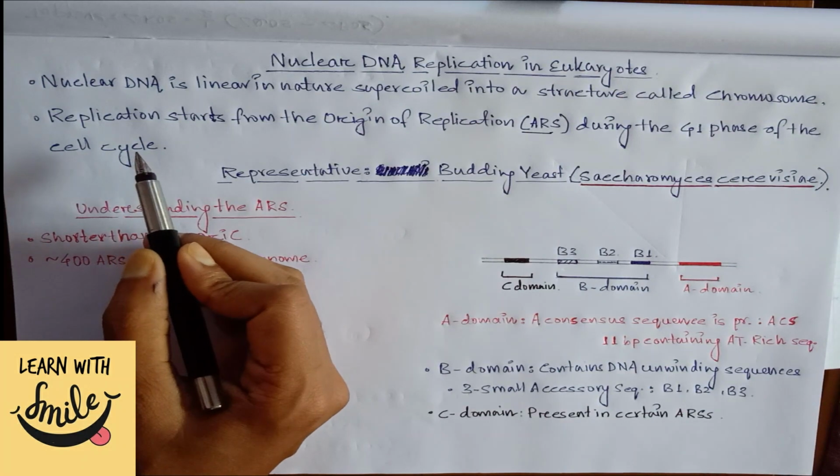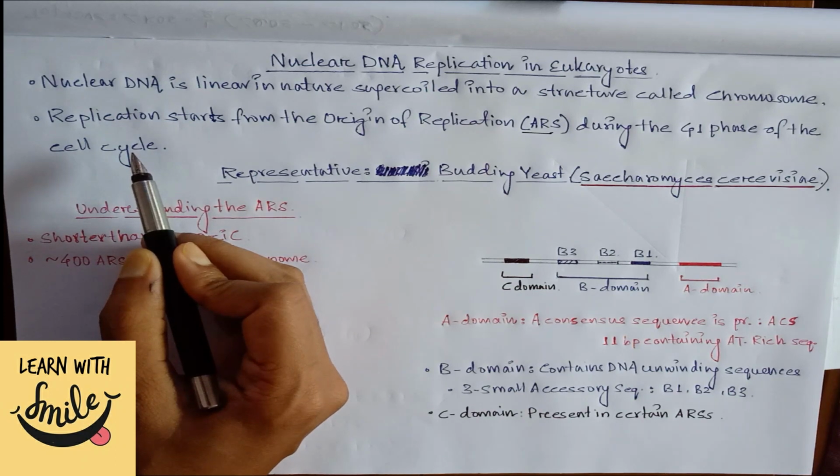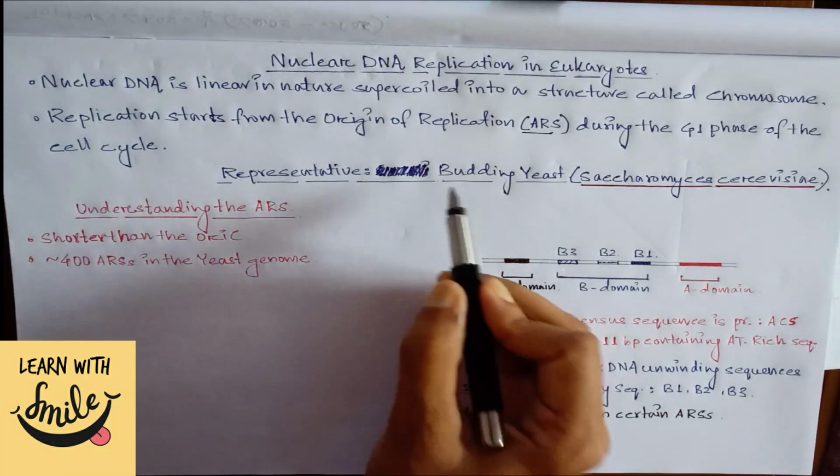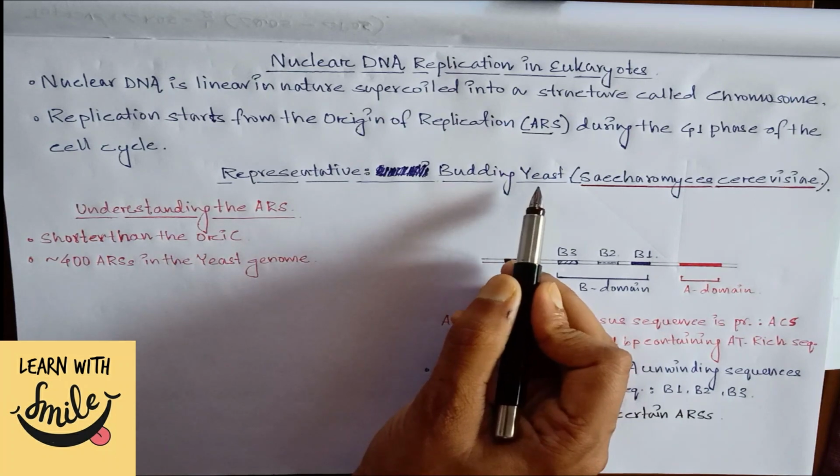Now, in order to understand the replication, that too nuclear DNA replication in eukaryotes, we must consider a representative so that our understanding about the replication process becomes very concrete and well assembled. So, a representative is considered for the eukaryotes, and it is one of the simplest eukaryotes known as the budding yeast.